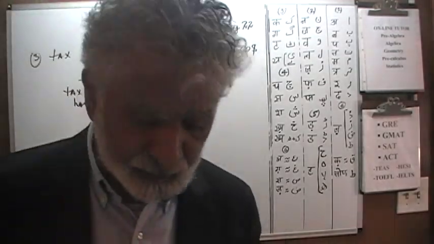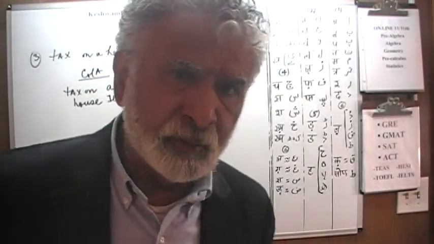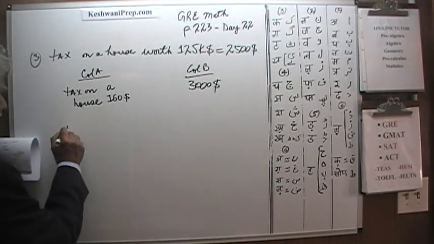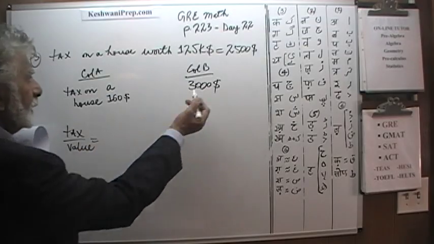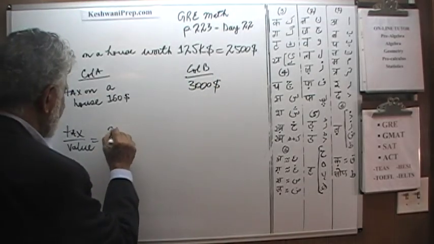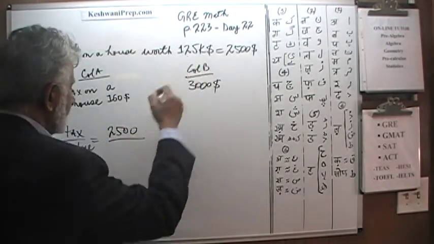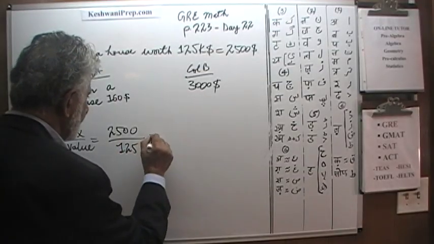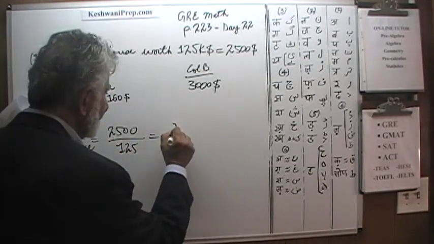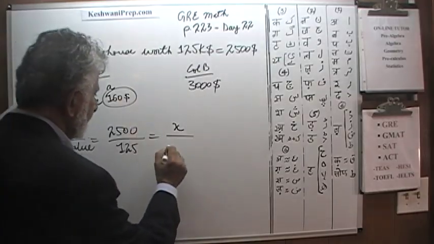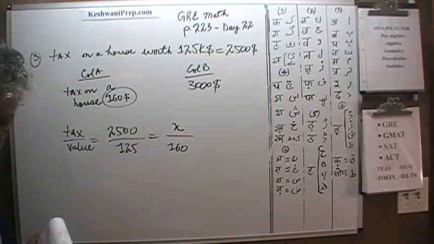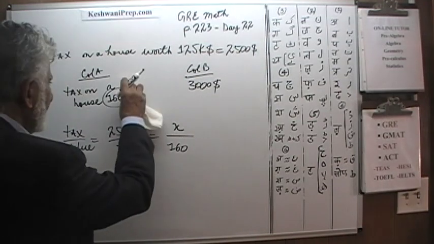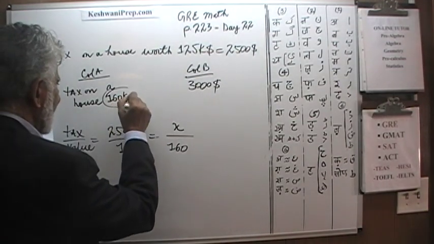Don't make it complicated, keep it simple, set it up as a simple proportion problem. Here's the tax, here's the value. We already know the tax is $2,500 on something that is worth $125,000. The question is, what is going to be the tax on something that is worth $160,000? I didn't mean to say 160, I meant to say $160,000.